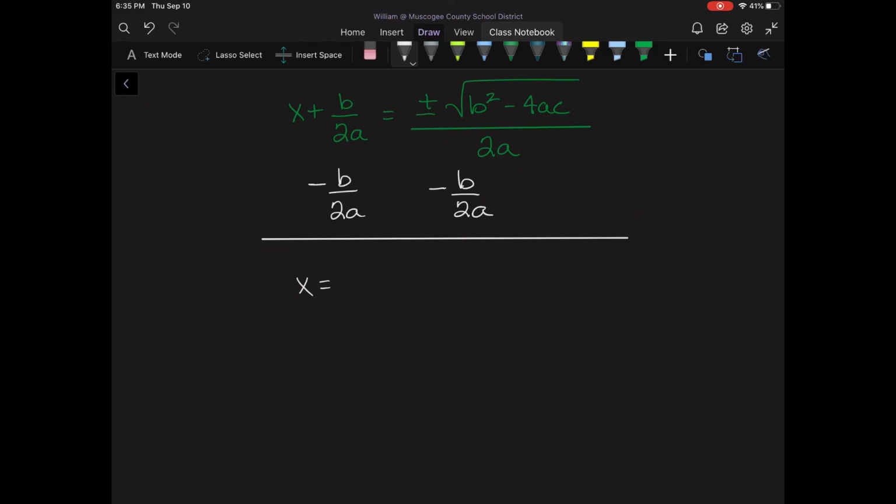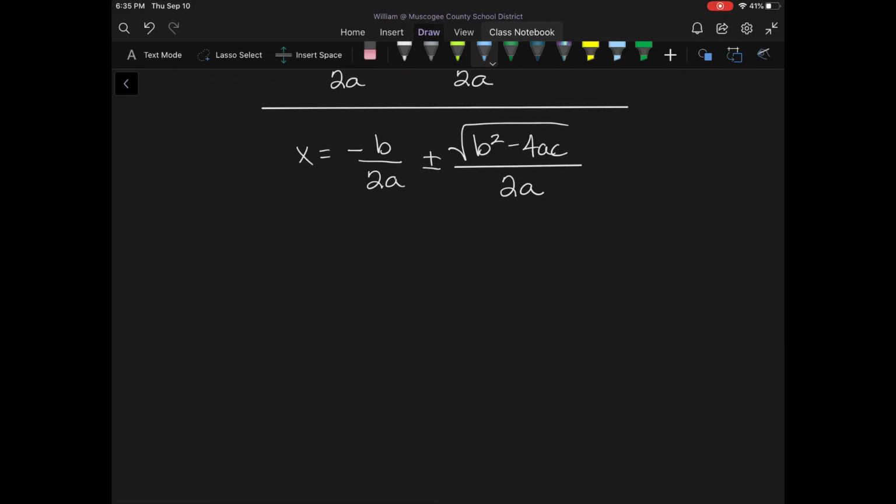Now I have x equals negative b over 2a plus or minus the square root of b squared minus 4ac all over 2a. Starting to look mighty familiar, isn't it? Now, since my denominators are the same, I could rewrite this as one fraction. So I have x equals negative b plus or minus the square root of b squared minus 4ac all over 2a.